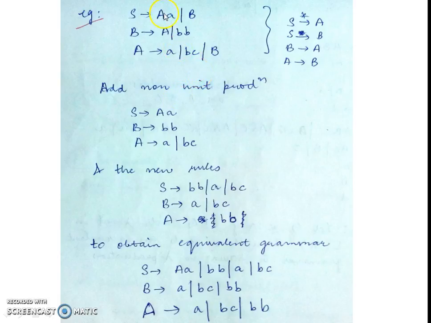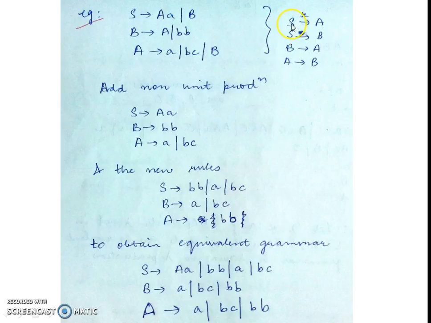Here also I'll add another production rules here. AA, I've added in my new set of production rules. I'll add BB here. I'll add A and BC here. So these are to be added. Now in order to remove these unit productions, what I will do is substitute the values.